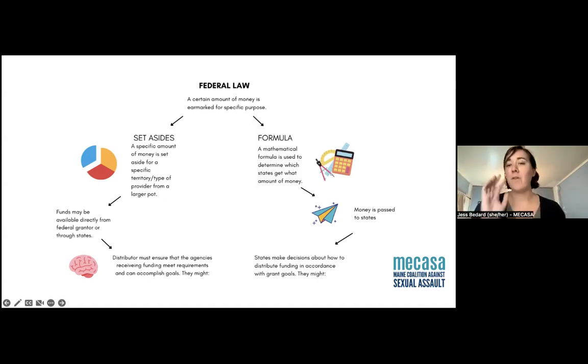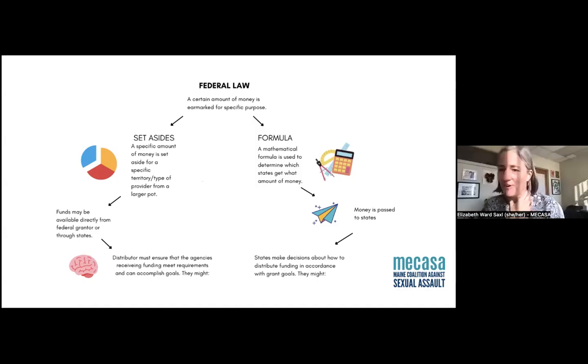So on the right-hand side, we've got the formula grants. Those are named aptly. They're named that because they use a mathematical formula to determine which states get what amount of money. I just realized I missed the very top, which is that often there's a federal law, like the Victims of Crime Act or the Violence Against Women Act, that then sets aside a certain amount of money. That earmarks a certain amount of money for a specific purpose, right? A specific type of work. So in formula grants, a mathematical formula is used to determine which states get what amount of money. Then money is passed to the states, and states make decisions about how to distribute that funding in accordance with the needs of that funding source of the grant.